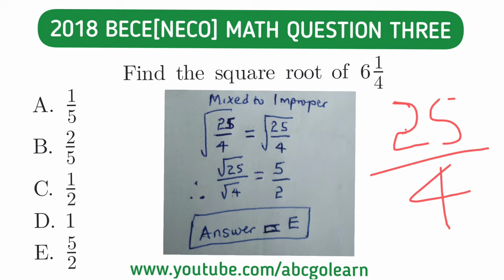The square root of 25 over 4 would also be the same thing as the square root of 25 over the square root of 4. Solving this would give you 5 over 2. That's telling you that if you multiply 5 over 2 by itself, it would give you 25 over 4.